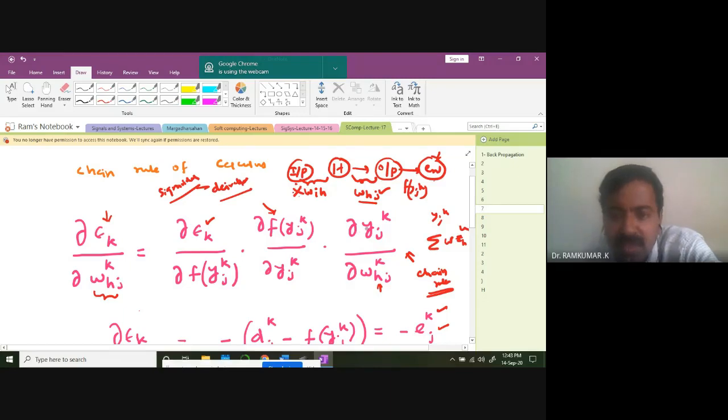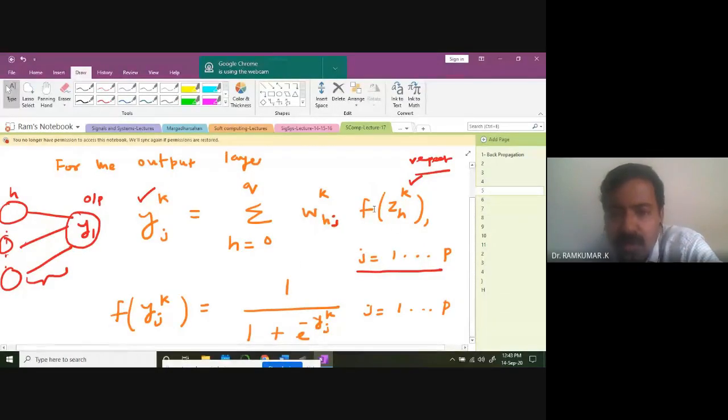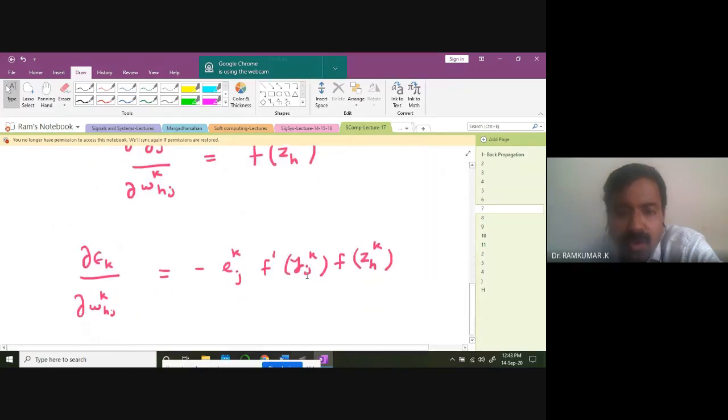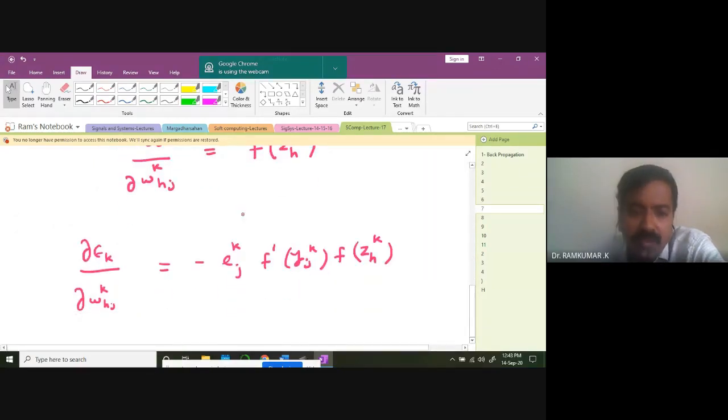I said, then dou yjk by dou whjk comes from this expression. If I'm going to find out the derivative of this with respect to this, I'm going to have only this. That's the term I have written here. Now put all three together. We would have this kind of expression for dou ek by dou whjk. That is this expression.